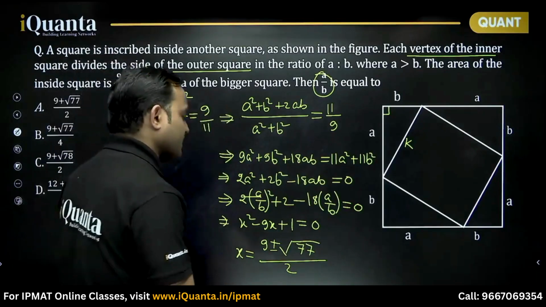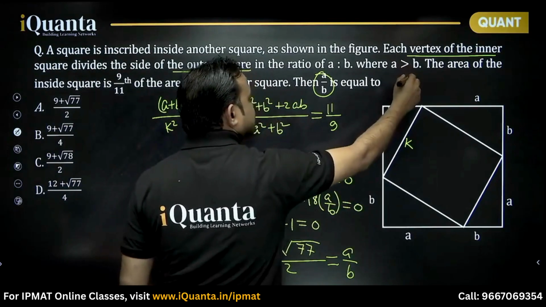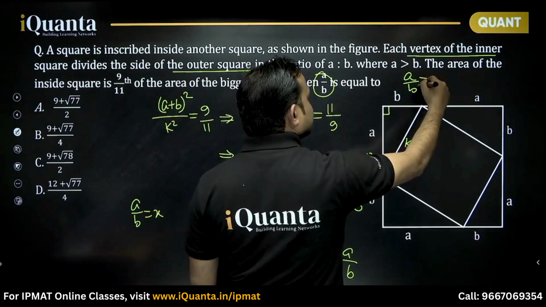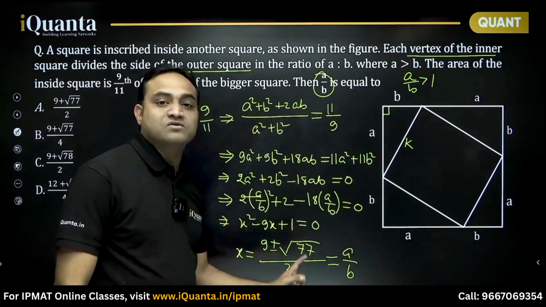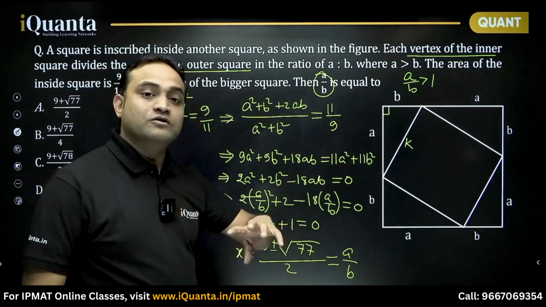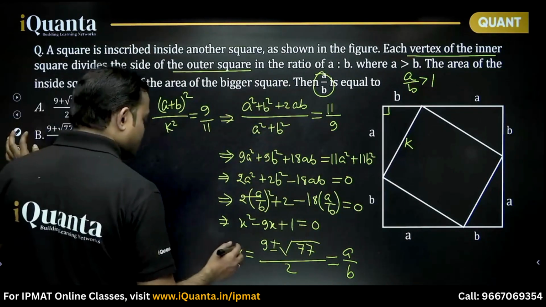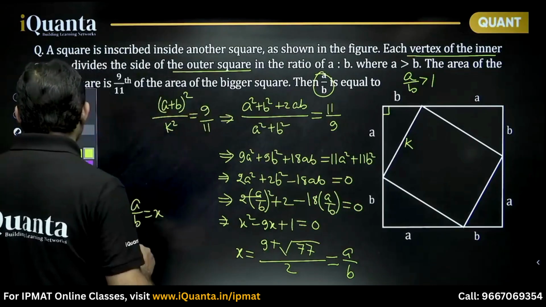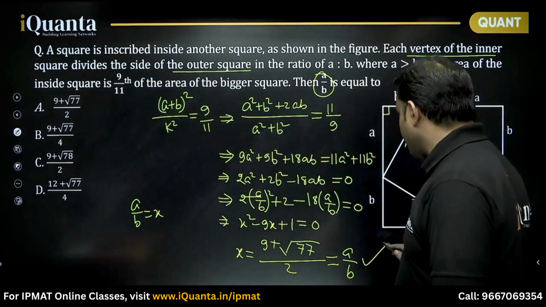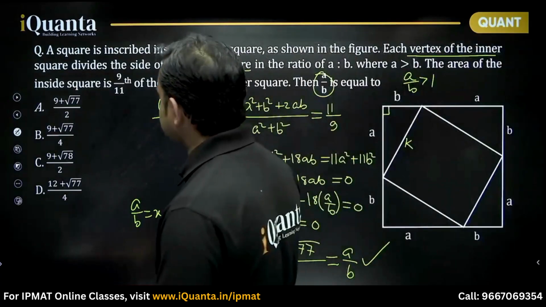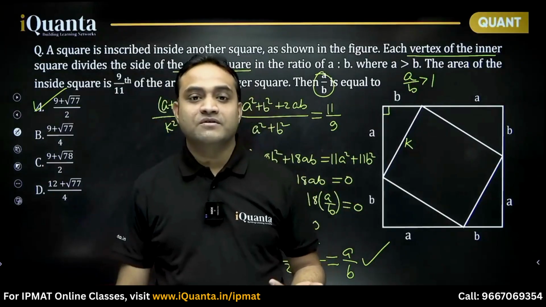Now x is nothing but a by b. Now it's given that a is greater than b. If a is greater than b, a by b must be greater than 1 here. So think about this. If I take 9 minus the square root of 77, that value will become less than 1. So that's why we don't need to take the negative value. It will be 9 plus the square root of 77 upon 2. And that is the value of a by b. So our answer is option A, 9 plus square root of 77 upon 2.